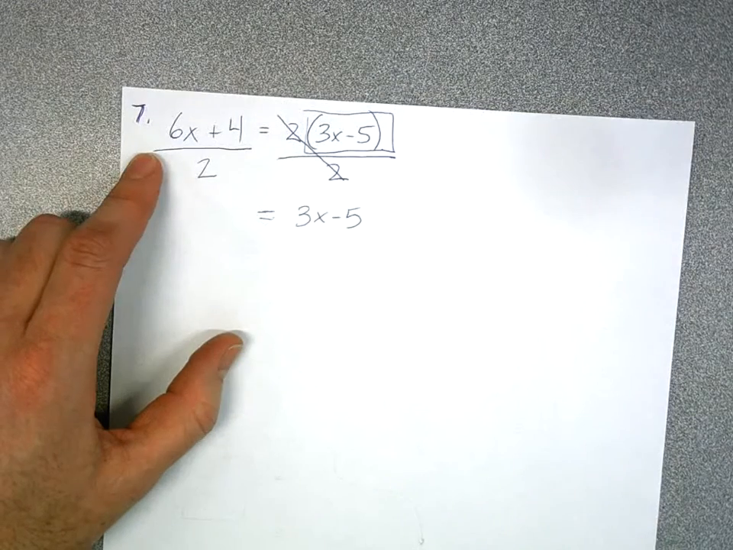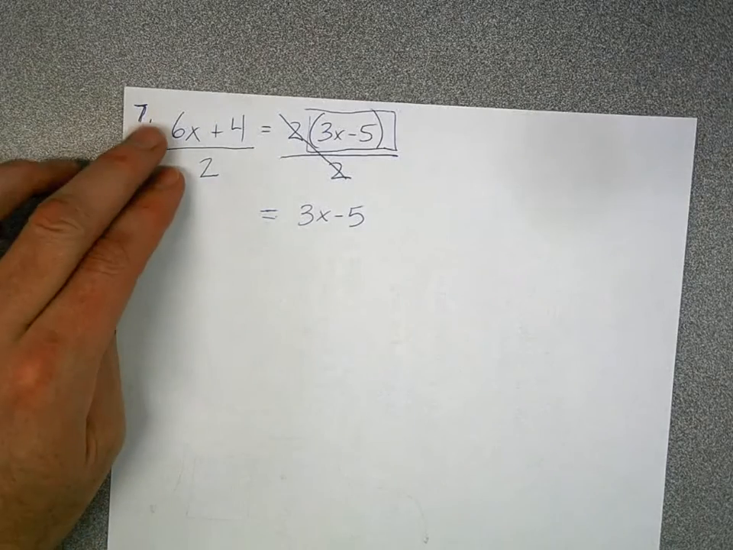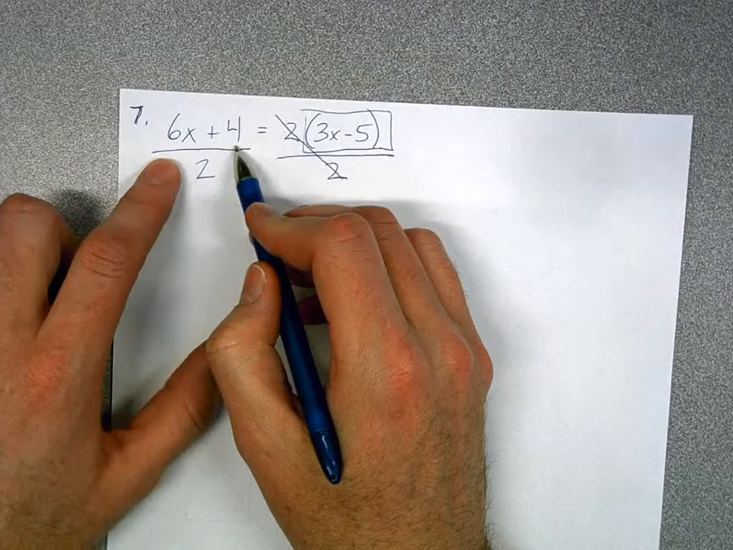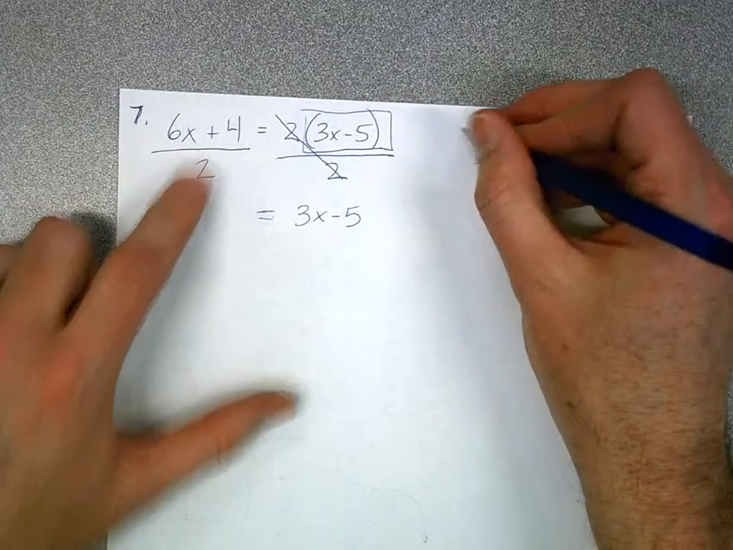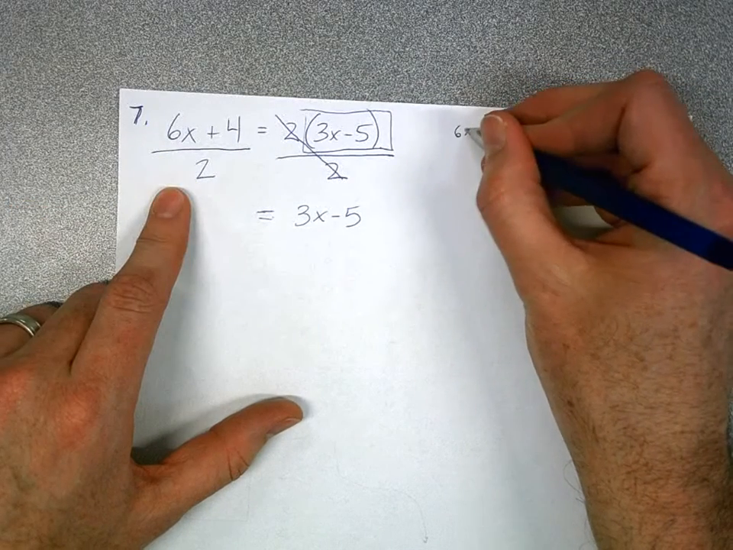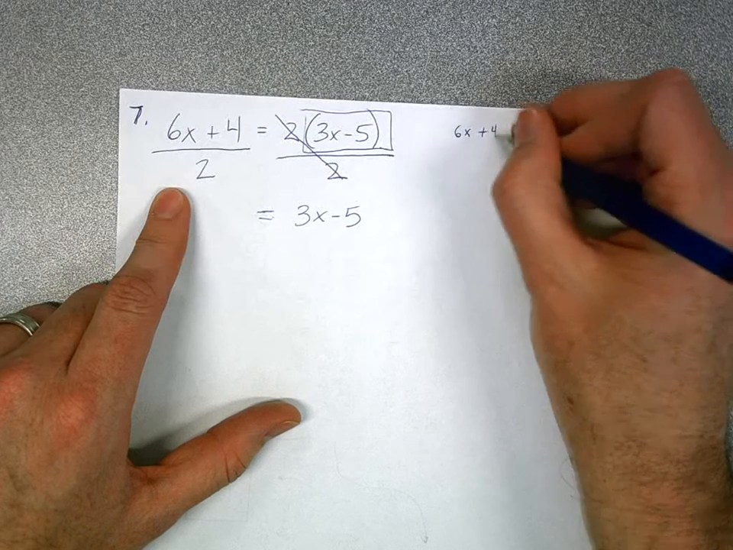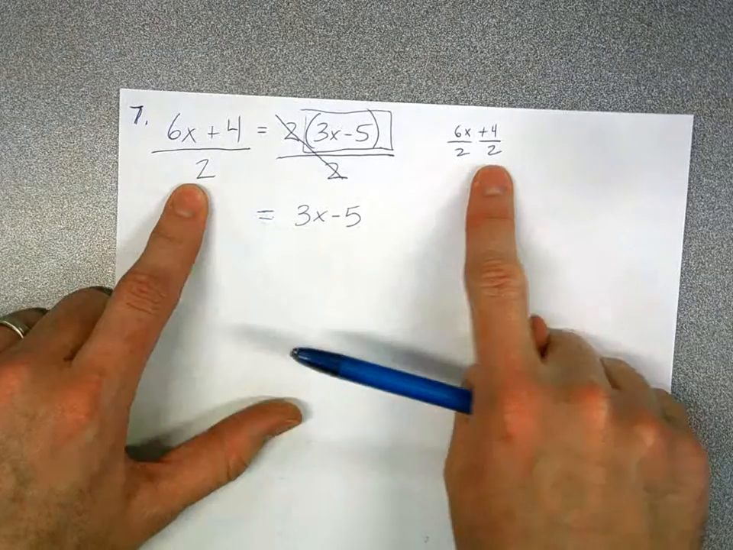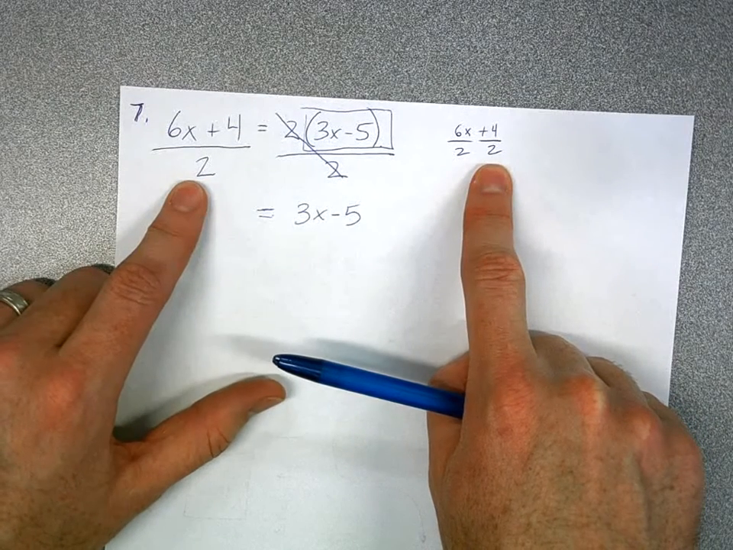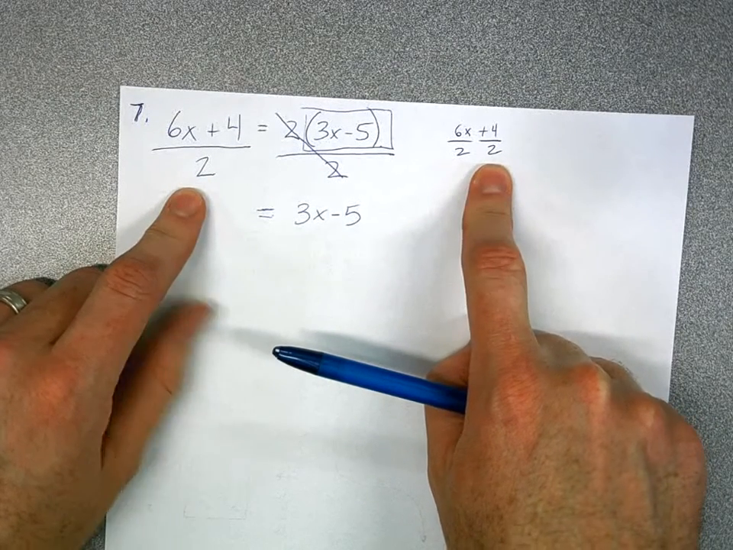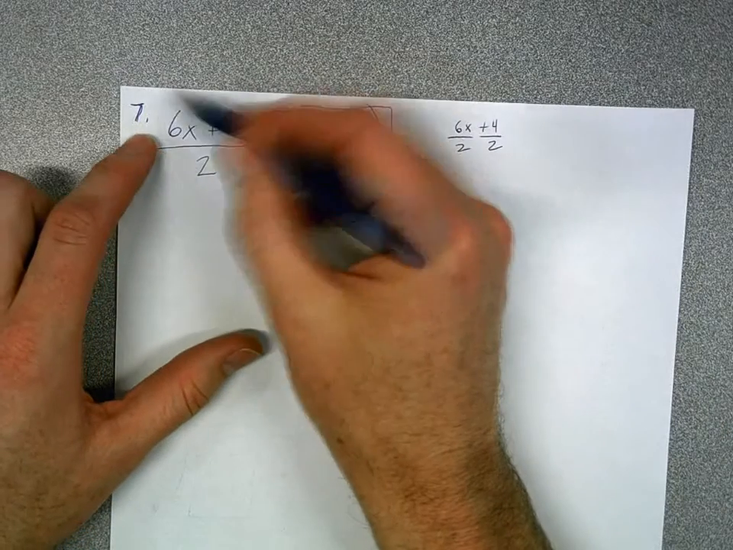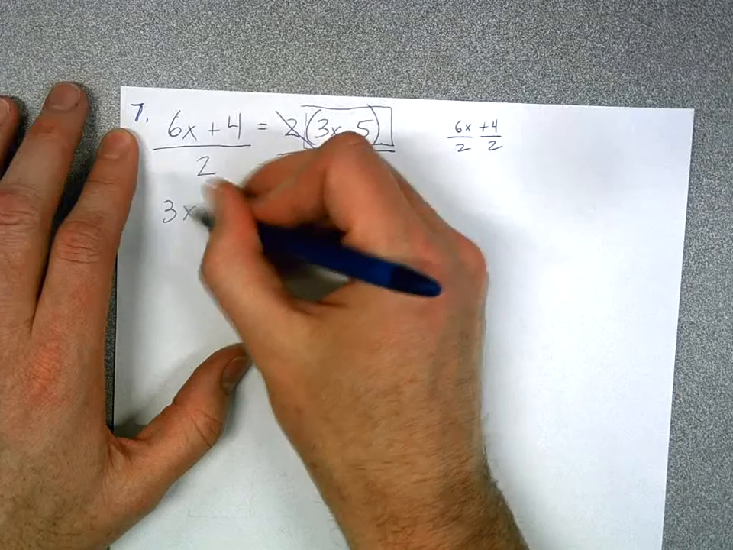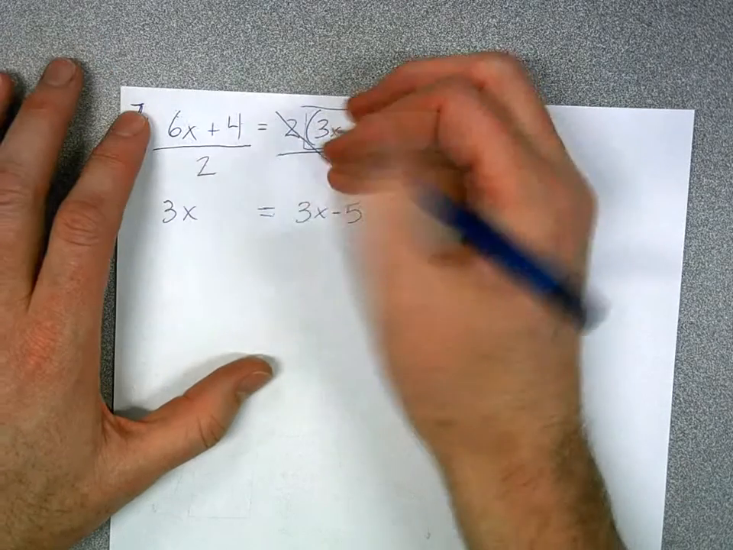Now, here's a little side note. If I divide this whole side by 2, that is equivalent to dividing both terms by 2. That there and that there are the same. As you get older, you'll see that a lot more. So this term here, the 6x, 6 divided by 2 is 3, so it's just 3x. And this term here, 4 divided by 2, is a positive 2.